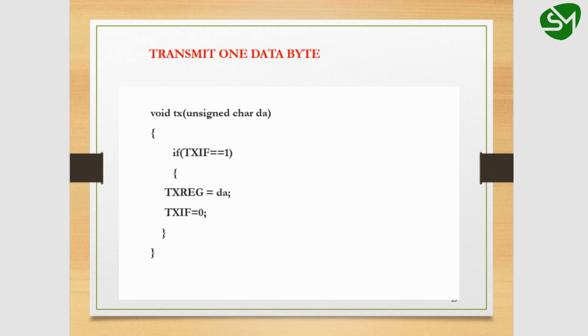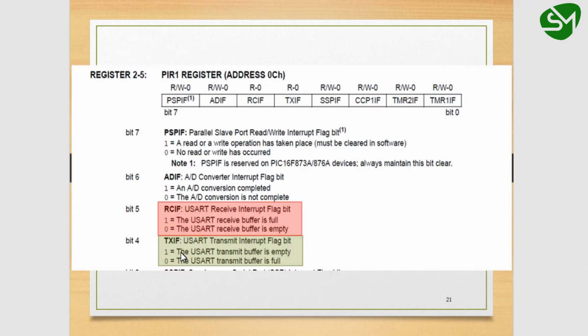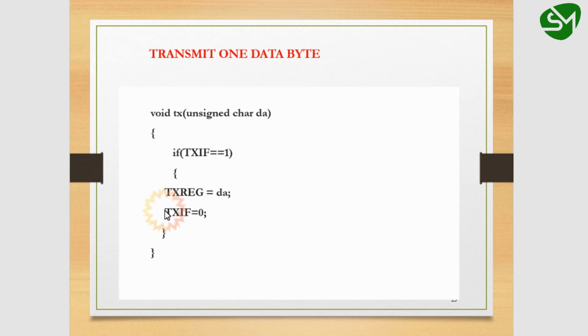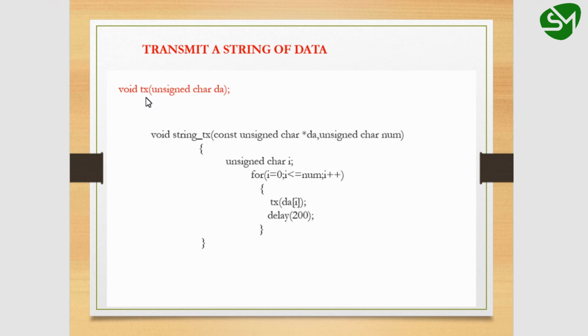For that, we are using the TXIF flag from the PIR1 register. You can see, if it is high, the transmit buffer is empty. Once it is empty, we load the data to the TXREG register, which is the transmit shift register. We load the data to that, and we clear the transmit interrupt flag TXIF. So that's it. This function is used for transmitting 1 byte of data. But for transmitting a string of data, we will reuse this TX function inside a loop.